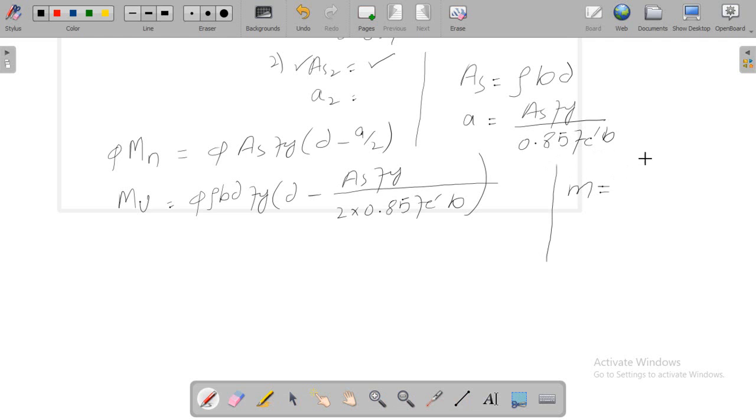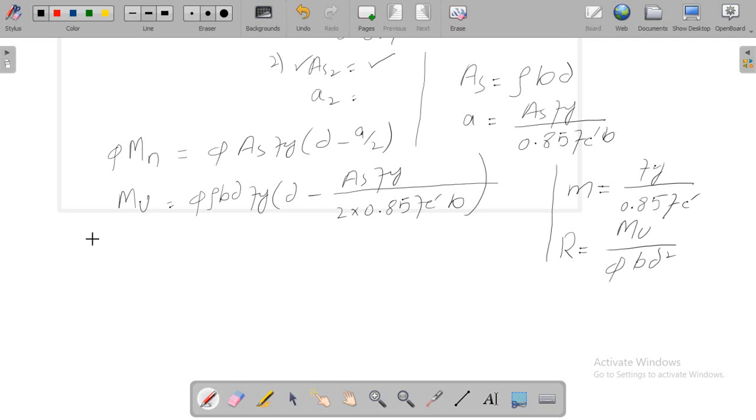M is a factor which equals Fy divided by 0.85 Fc prime, right? This factor will be used. And similarly, we also know the resistance factor, that is R, and we know that is Mu divided by phi Bd square. We have derived this value, I think, in part 3 or part 4.